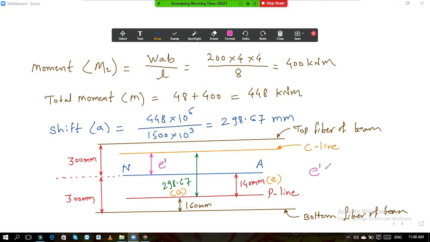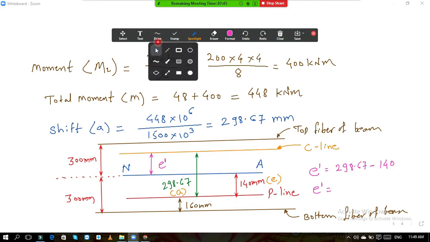So E dash I can calculate as 298.67 minus 140. It is very simple, this total is 298 minus this 140, then we will get this distance. If you do it from 298, it is 158.66. So our E dash value is 158.66.